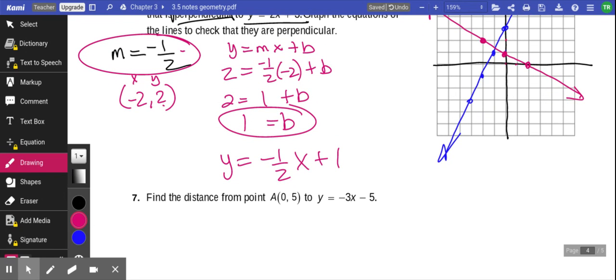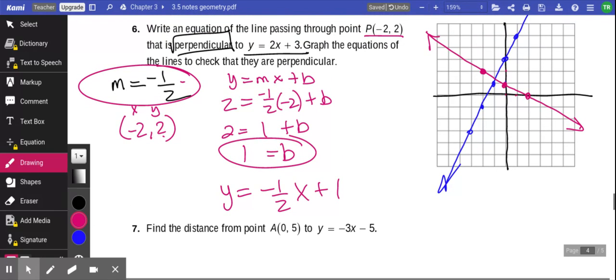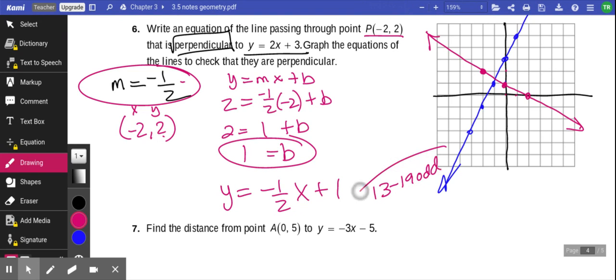Okay. Now, before you move on to this last piece, I would suggest you stop the video, and I would do 13 through 19, the odds. Okay, I would do those next before I did anything else.